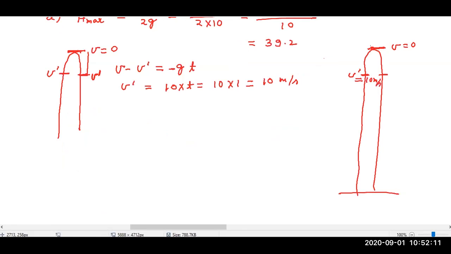The velocity at the highest point is always 0, and 1 second before it, the velocity will always be 10 meter per second, irrespective of the initial velocity with which it was thrown. Here it is thrown with 28 meter per second, and here with, suppose, 40 meter per second. This is not going to impact the velocity at the highest point, neither the velocity 1 second before the highest point, or the velocity 1 second after it. So initial velocity will not change those things.